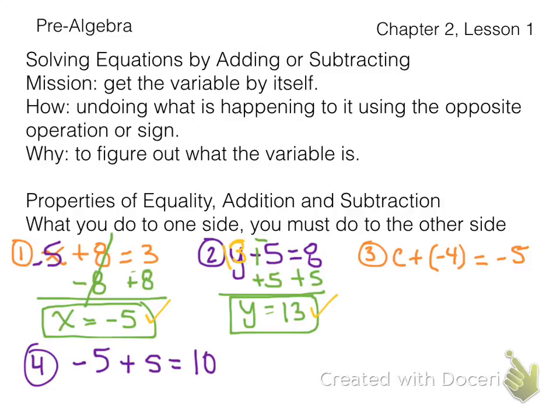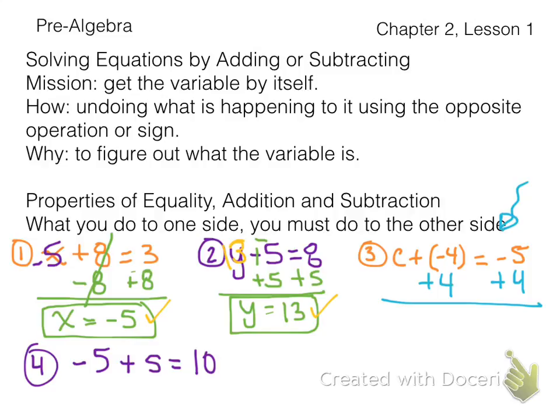Okay, so let's look at the next problem. We have c plus negative 4. Well, what is the opposite of negative 4? The opposite of negative 4 is plus 4. All right, this is very important. You need to pay attention to this. These are things that a lot of kids in my previous classes have had trouble with. So you have to pay attention to this, folks.